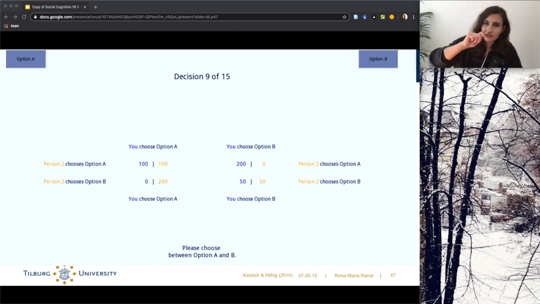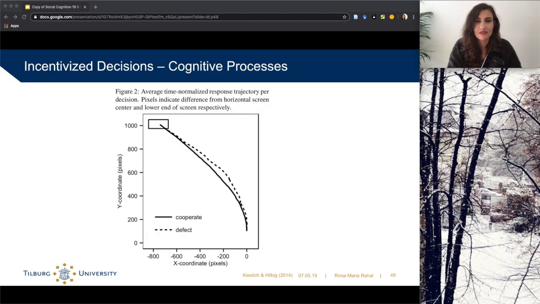But if I go pretty straight from the starting position to the option that I chose in the end, this seems like it would have been a decision where I had less conflict basically between the two options. That is the assumption here. So now we can take a look at the curvature of the mouse, conditioned on whether people made a cooperative choice or a choice to defect, right? And this is exactly what was done in this study.